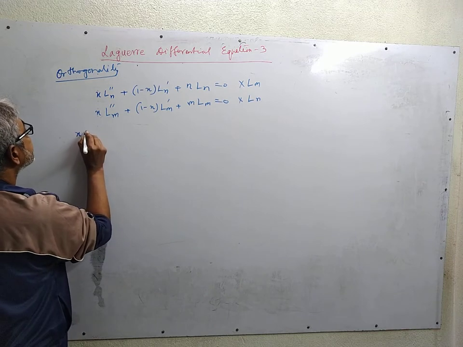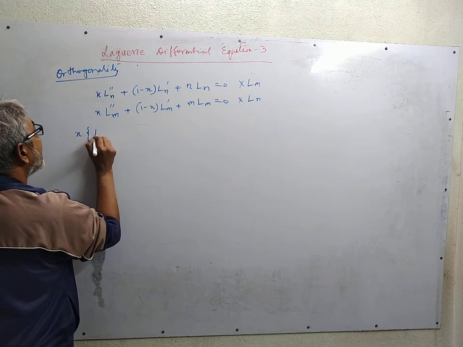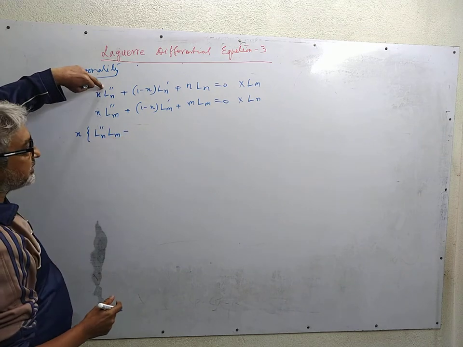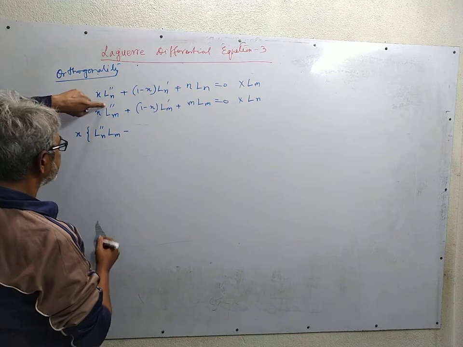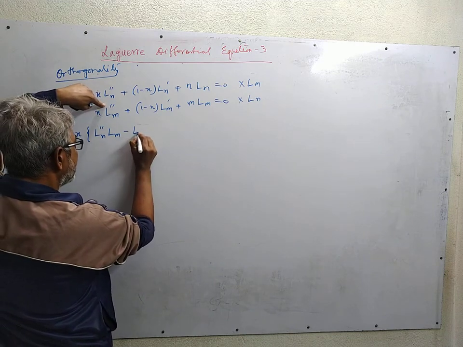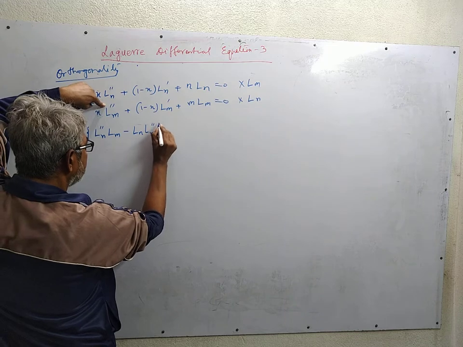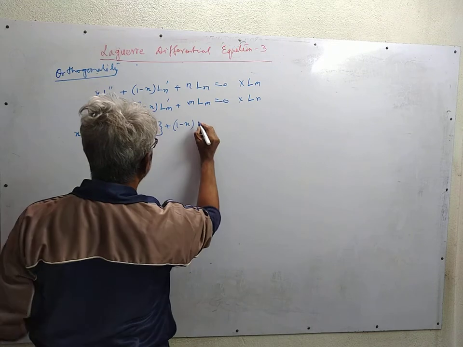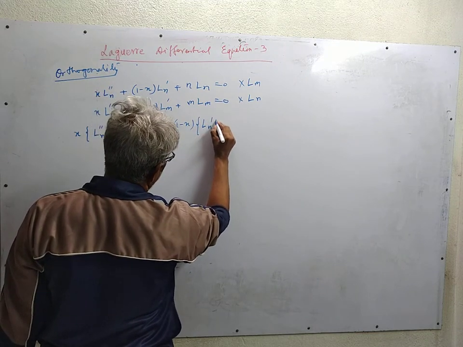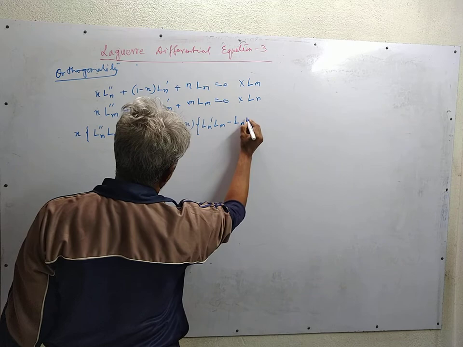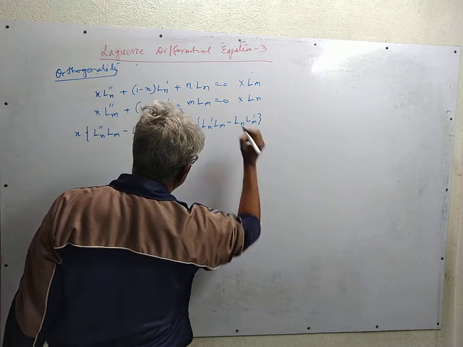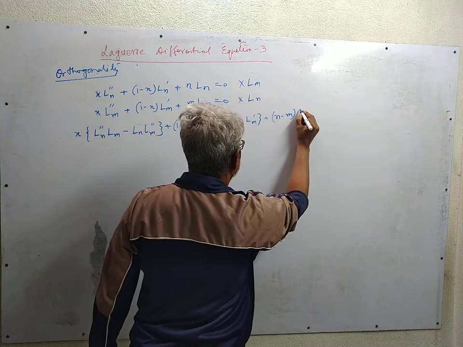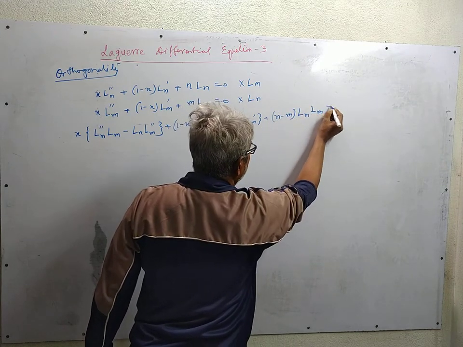So we get x common, Ln double prime Lm minus Ln Lm double prime. Coming to the next term, 1 minus x is taken common, Ln prime Lm minus Ln Lm prime. And for the other two terms, we have n minus m, Ln Lm is equal to 0.